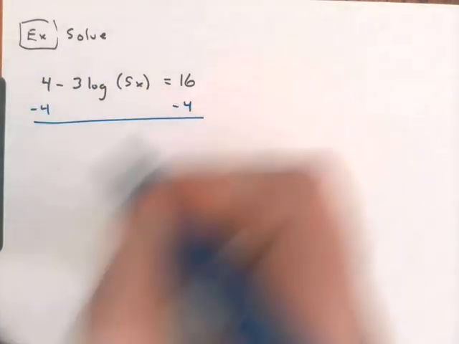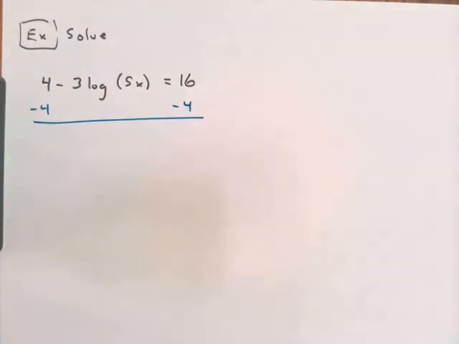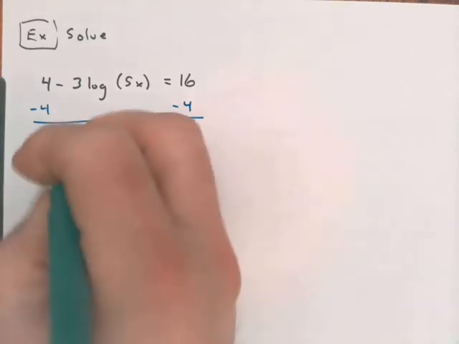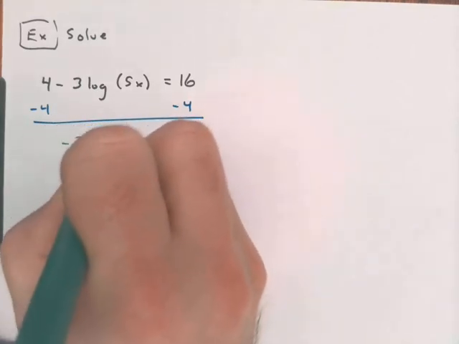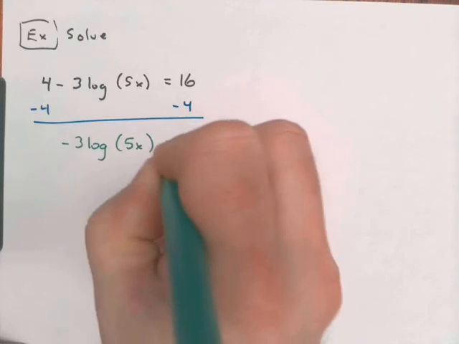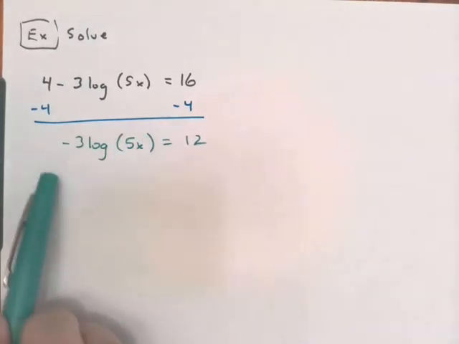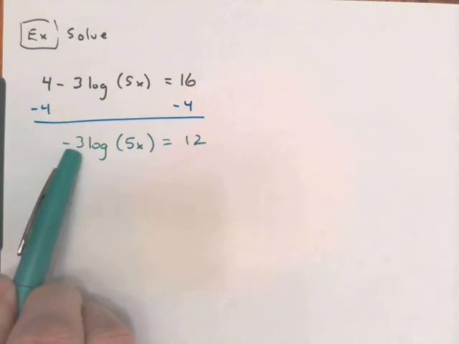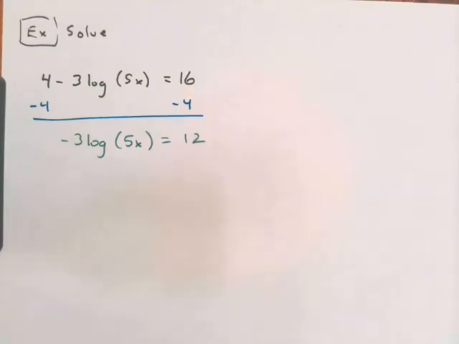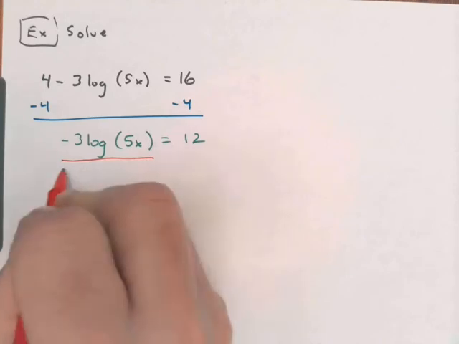That's a positive 4, so I'm going to subtract 4 on both sides. That's going to give me a negative 3 log of 5x is equal to 12. Log still isn't by itself. We have a number in front, and it's negative 3 times that value. So I'm going to divide both sides by negative 3.